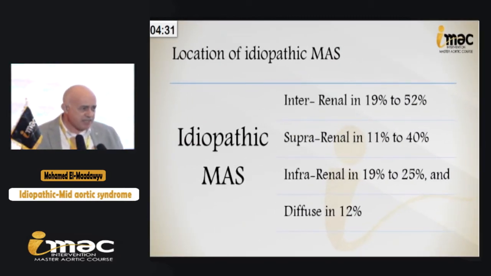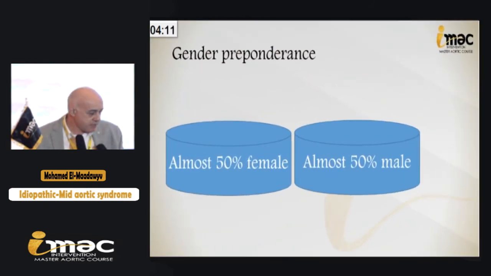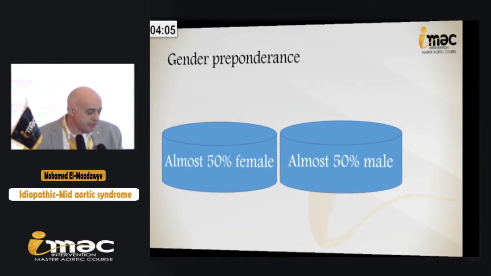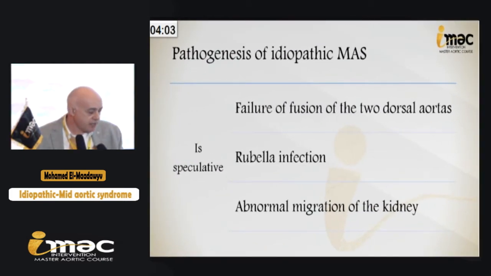The idiopathic form has different locations: it may be intrarenal in about 50% of the cases and suprarenal in up to 40% of the cases, and in locations in the infrarenal, as in our case, ranging from 19 to 25% of the cases, and it could be diffuse in 12% of the cases. As for gender preponderance, almost 50% are female, and the remaining are males.